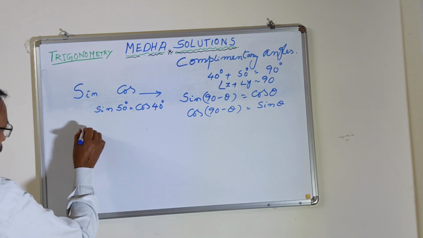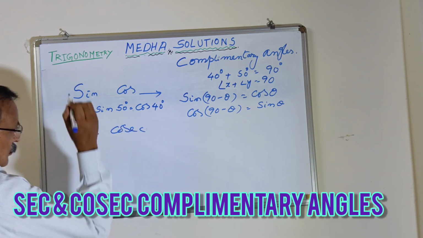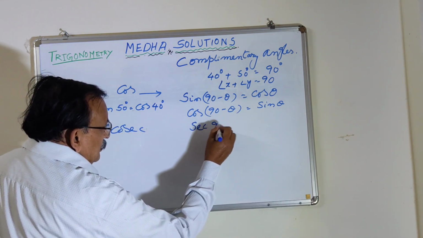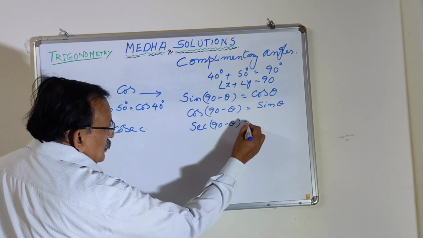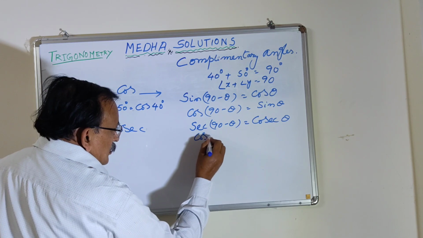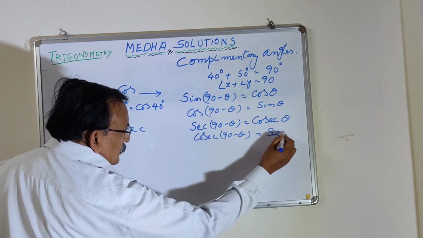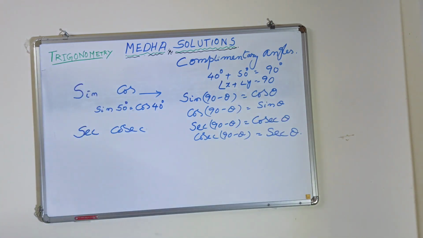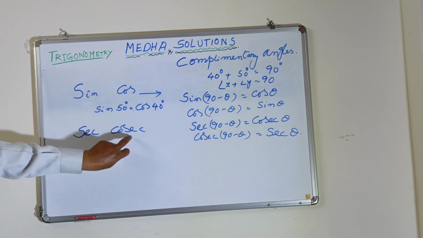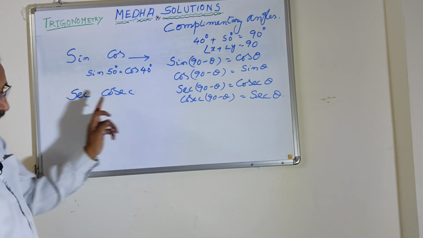Likewise, sec and cosec are complementary. So sec 90 minus theta is equal to cosec theta, or cosec 90 minus theta is equal to sec theta. Now see, sec and cosec work the same way: sec of something is equal to cosec of 90 minus that value. So, sin and cos, sec and cosec.